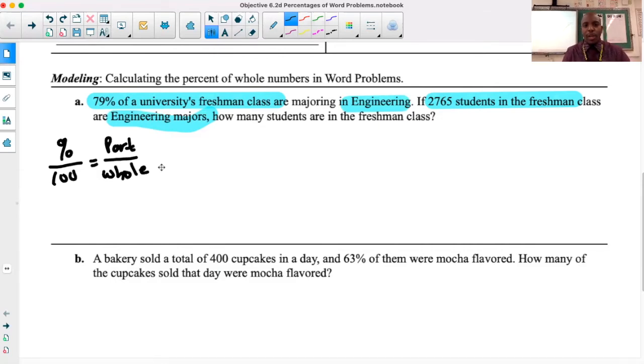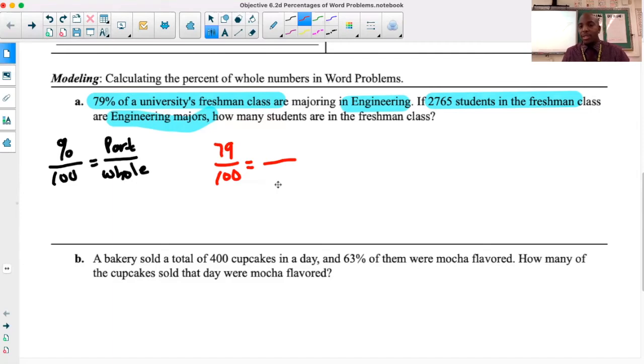I ask myself, out of these 3, what am I missing? Do I have the percent here? The answer is yes, you do have a percent. It tells you 79% of the university's freshmen are majoring in engineering. So that gives me my percent. I'm going to start off by writing 79 over 100 is equal to something over something else, part over whole. Then I say, okay, I got 79 done. Check. I'm recognizing that 79 is my percent.